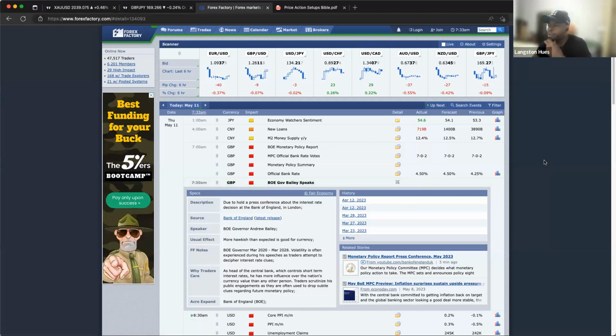So, holding a press conference about the interest rate decision at the Bank of England. Bank of England Governor Andrew Bailey, more hawkish than expected. Is good for currency. Hawkish means to go up. BOE Governor March 2020 to March 2028. Volatility is often experienced during his speeches as traders attempt to decipher interest rate clues. As head of the central bank, which controls short-term interest rates, he has more influence over the nation's currency value than any other person. Wow. Traders scrutinize his public engagements as they are often used to drop subtle clues regarding future monetary policy.